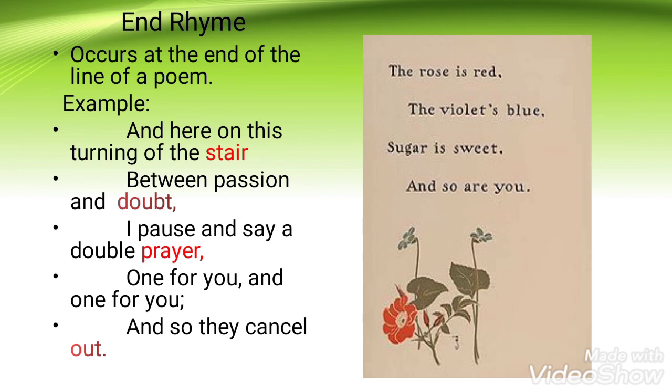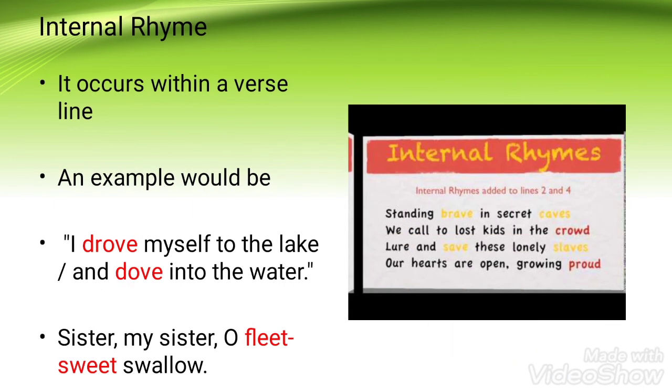So let's move to internal rhyme. Internal rhyme occurs within a verse line. Means it occurs within a poem. An example would be, I drove myself to the lake and drove into the water. Drove, it is clearly visible. Sister, my sister, oh fleet, sweet swallow. Fleet and sweet, drove and drove. I think everything is clear. And another example is also available in the slide.